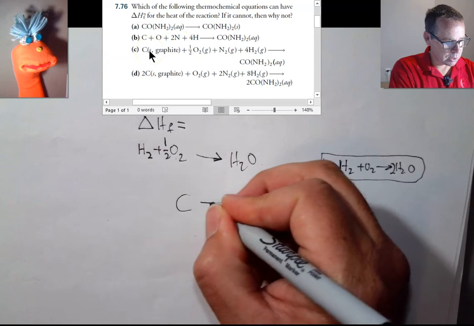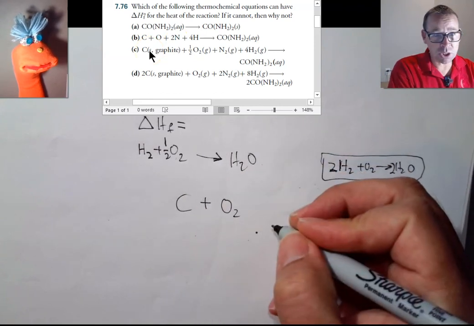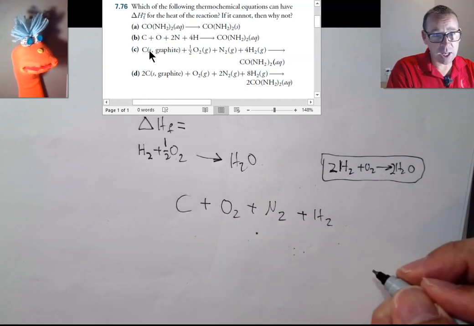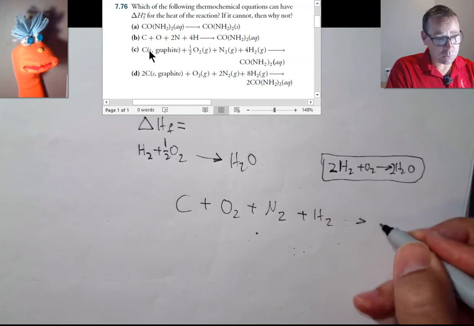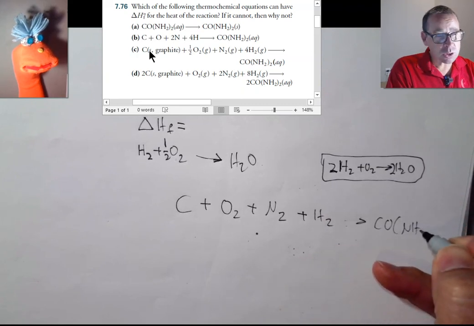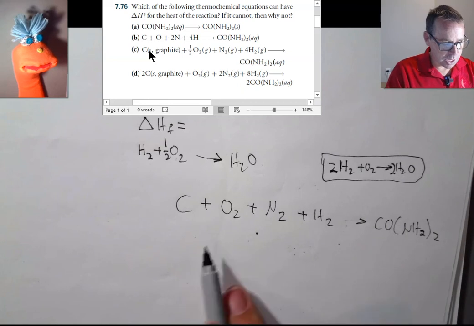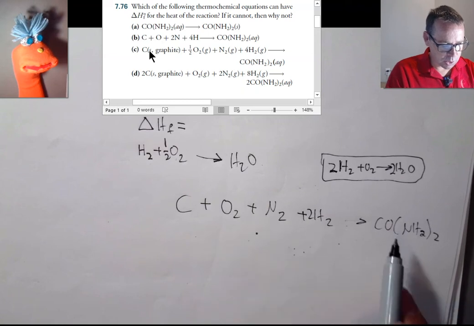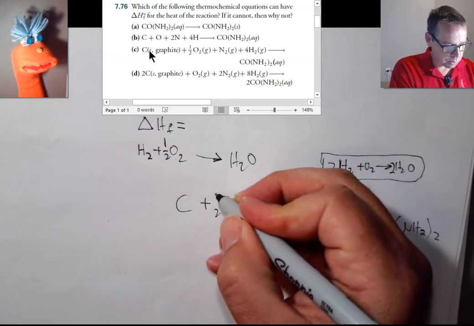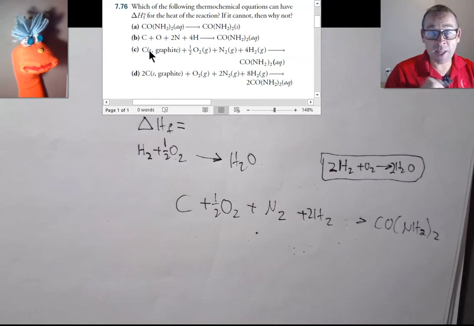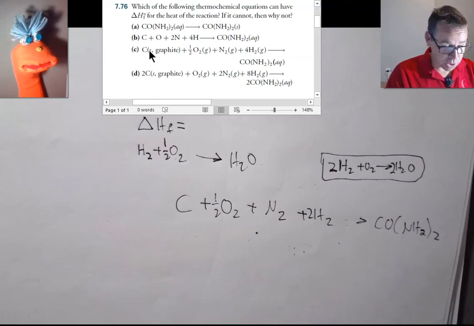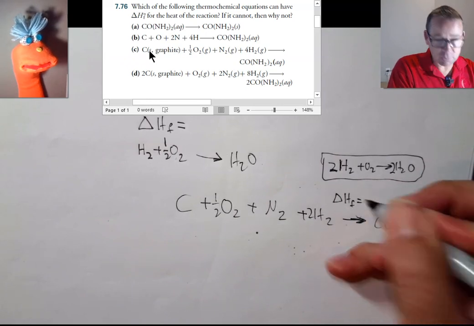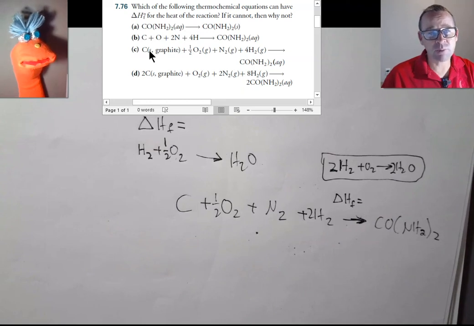So for this one, to make it a formation reaction, you would need oxygen gas, because that's how you find oxygen gas, nitrogen gas, and hydrogen gas. And then you're producing one of these, NH2, 2. So then you balance it, right? 4 hydrogens, 2 nitrogens, so just a 1 there, 1 oxygen, so you want a half there, 1 carbon. So that would be a formation reaction. And the delta H for this reaction, we could call the delta H of formation. Okay, so B is not a formation reaction.